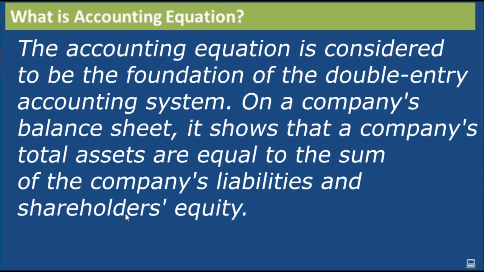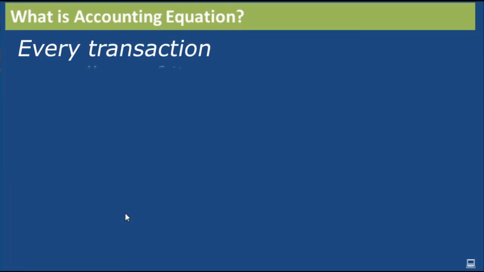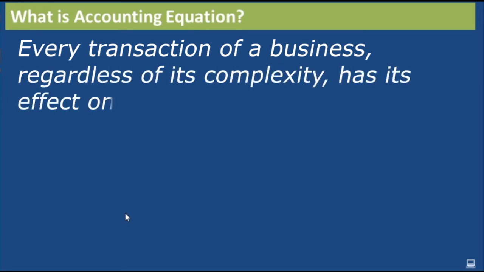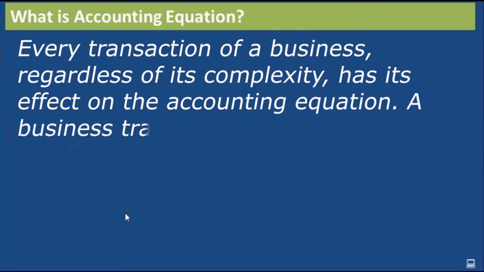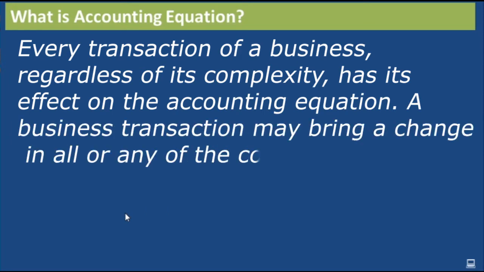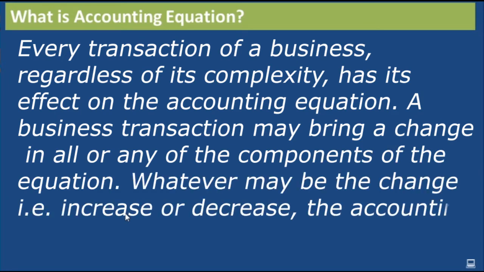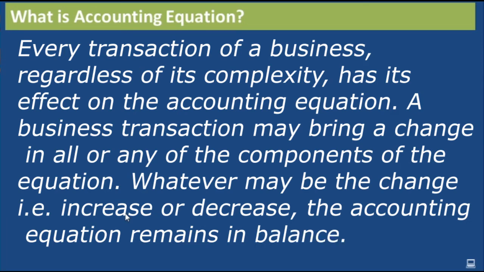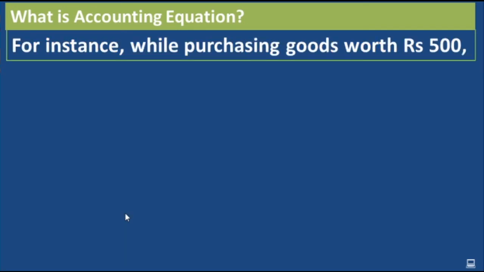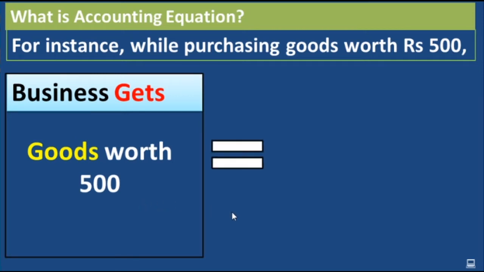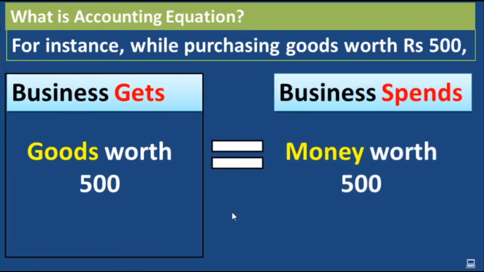and shareholders' equity. Every transaction of the business, regardless of its complexity, has its effect on the accounting equation. The business transaction may bring a change in all or any of the components of the equation. Whatever may be the change, that is, increase or decrease, the accounting equation remains in balance. For instance, while purchasing goods worth rupees 500, the business gets goods worth rupees 500, which is equal to the business spending money worth rupees 500.